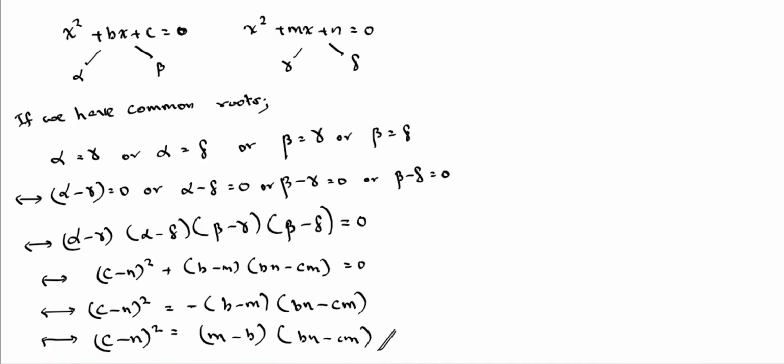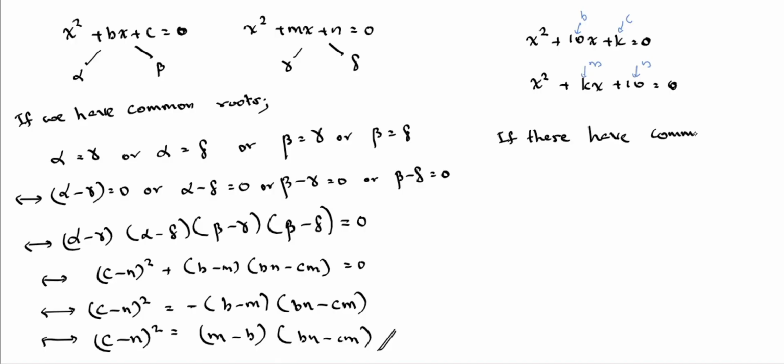Okay, next part. You get this last part. The equations x squared plus 10x plus k equals 0 and x squared plus kx plus 10 equals 0 have a common root, where k is a real constant. Find the value of k. Now if you look at this equation, this 10 is like b, this k is like c, this is like m, this is like n. So if these have common roots, you can use this equation.